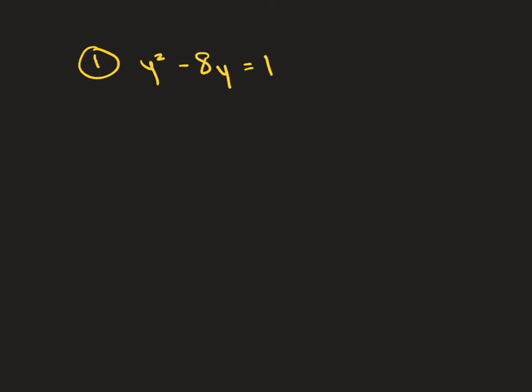Number one, y squared minus 8y equals 1. So if we're using the quadratic formula here, first thing we want to do is set equal to 0. So that means that 1 that's on the right side, we're going to move it over. Make sure that you put that in descending order where we've got the y squared first, the y term next, and then the constant, which is the negative 1 last, and then equal to 0.